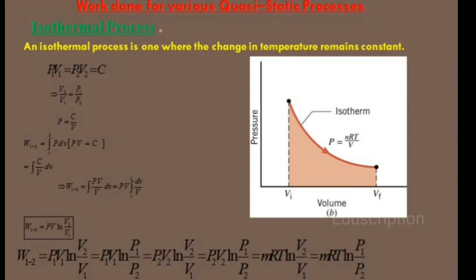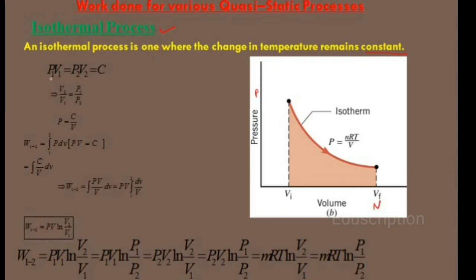Okay, so the first one is the isothermal process. We know that in an isothermal process the temperature remains constant. Isothermal is the constant temperature process. If you look at the PV diagram, this is the pressure and this is the volume.